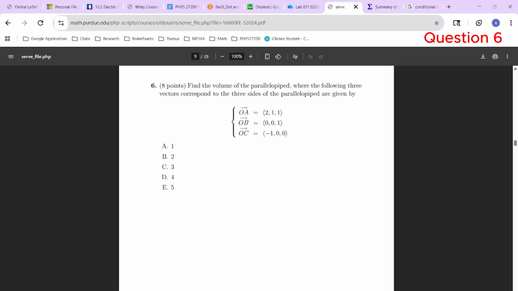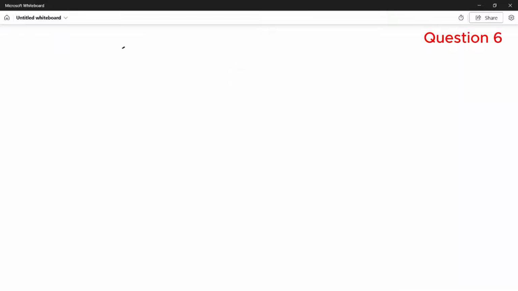Hello, everybody. Thank you for joining me. We're going to go over question 6. Find the volume of the parallelepiped where the following three vectors correspond to the three sides of the parallelepiped given by the three vectors shown below. So I'm just going to quickly copy these vectors. We have OA equals 2, 1, 1. We have OB is equal to 0, 0, 1. And we have OC is equal to negative 1, 0, 0.